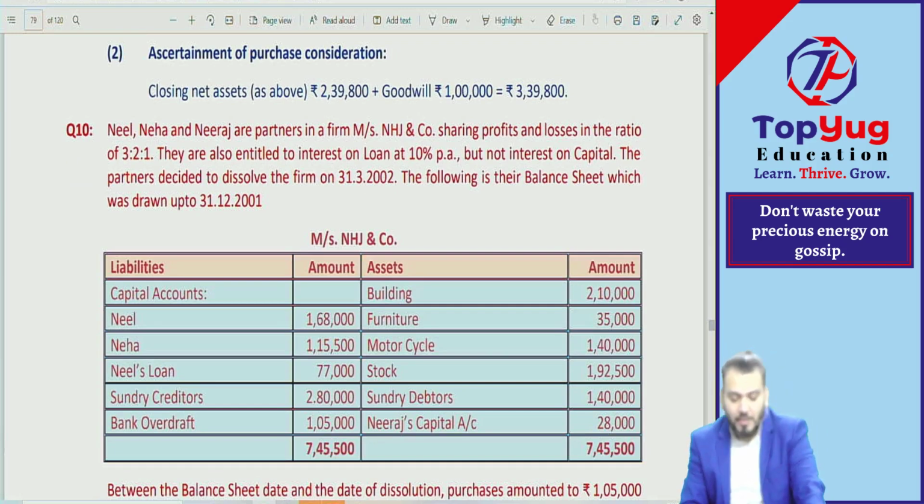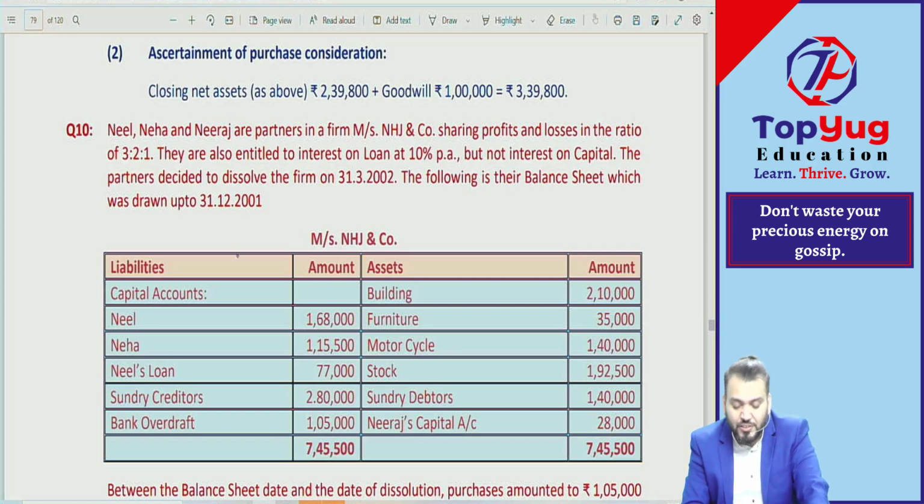Neel, Neha, Neeraj are partners in a firm, NHJ and company, sharing profit and losses in the ratio 3 is to 2 is to 1. They are also entitled to interest on loan at a rate of 10% per annum, but no interest on capital. So if some partner has given a loan, they are entitled to interest on loan also at a rate of 10%. The partners decided to dissolve the firm on 31st March. 31st March is the dissolution date.